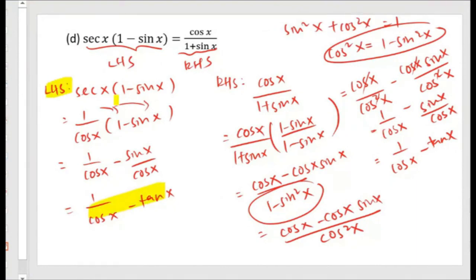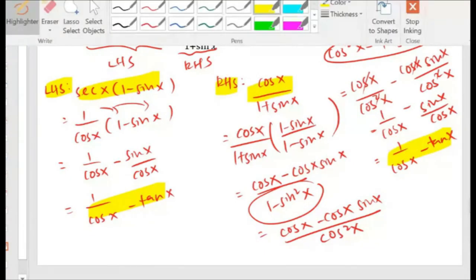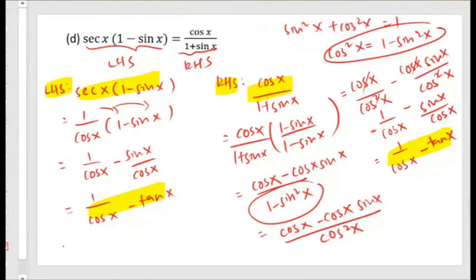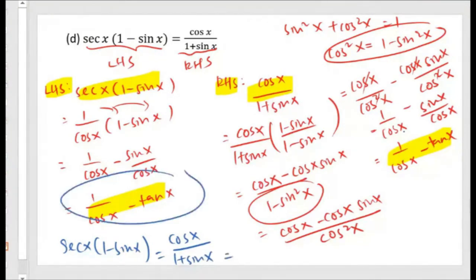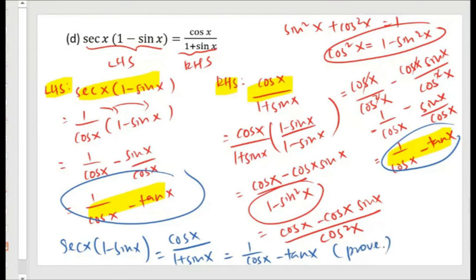So you prove to this step. Left hand side you prove to this step, then right hand side you also prove to this step, right? So you can write your conclusion: secant x, 1 minus sine x over cos x, 1 plus sine x, equal to, the same terms you get, 1 over cos x minus tangent x. So from here you prove. Okay, you can prove like this also.